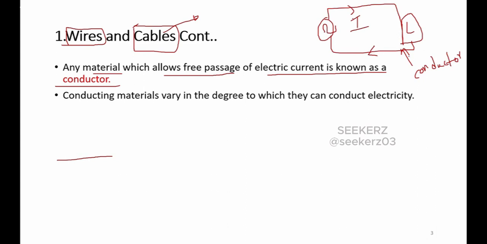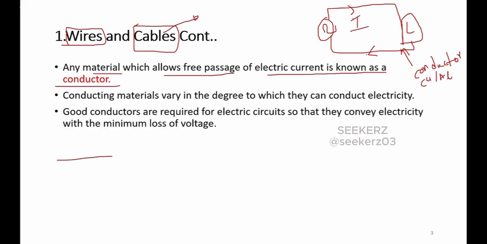We can use different types of conductors, likewise copper, aluminium. According to the material, the ability of passing this free electric current will differ. Therefore, we should use good conductors to convey this electricity with minimum loss of voltage.